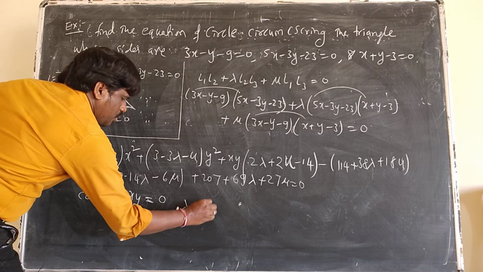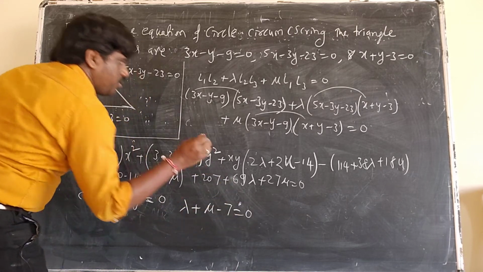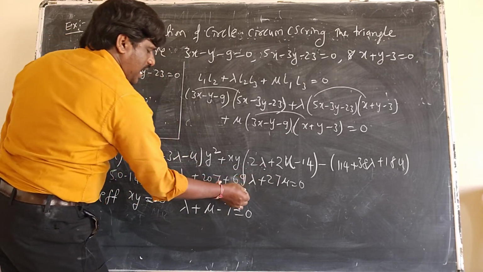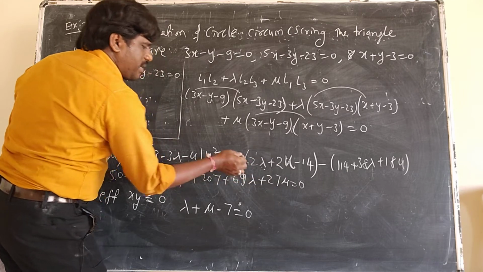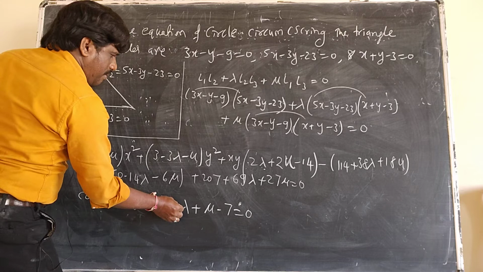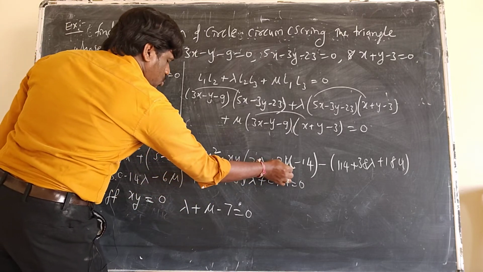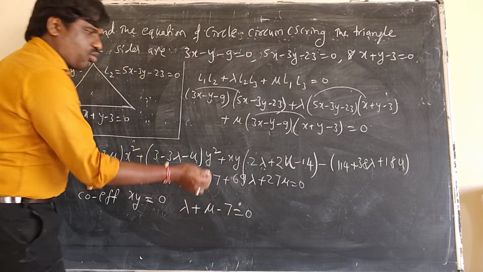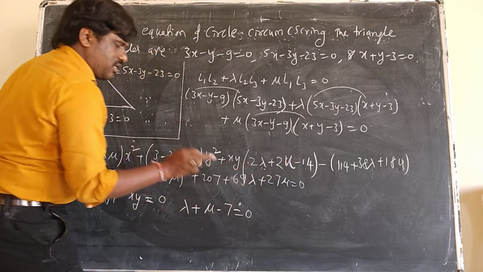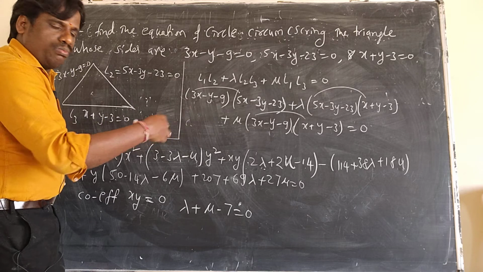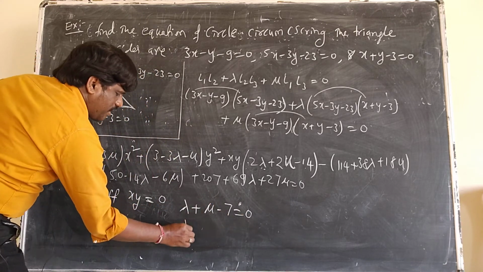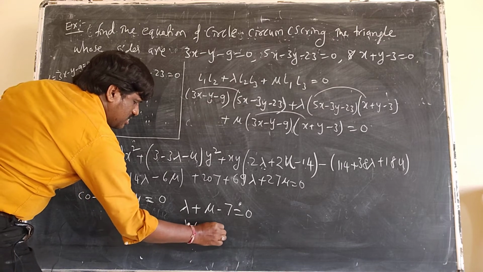Lambda plus mu minus 7 is equal to 0, I am going to get, because here the coefficient of xy is this, and I have taken 2 common in this. So you can divide by 2: 2 lambda plus 2 mu minus 14 equal to 0. Coefficient of xy is 0, so 2 lambda plus 2 mu minus 14 is equal to 0. But I divide by 2 on both sides, so lambda plus mu minus 7 is equal to 0. From this I got lambda plus mu is equal to 7.